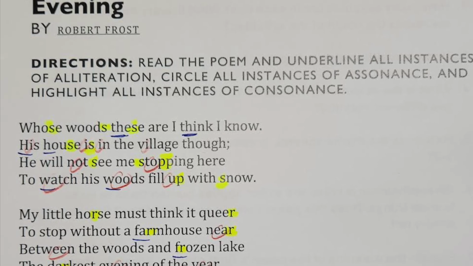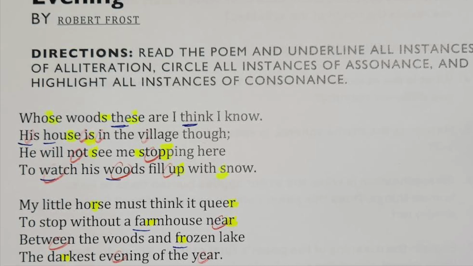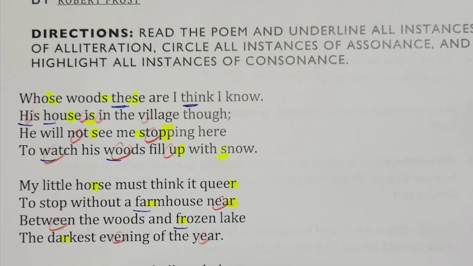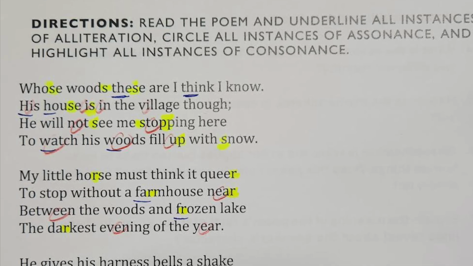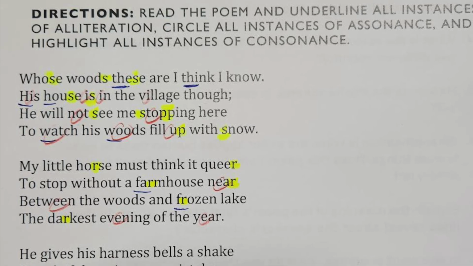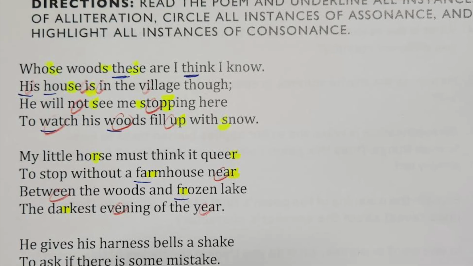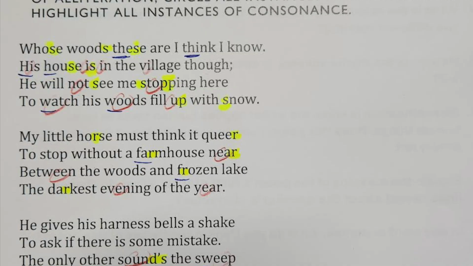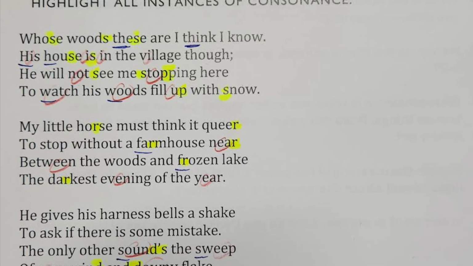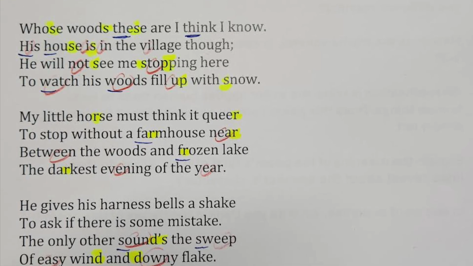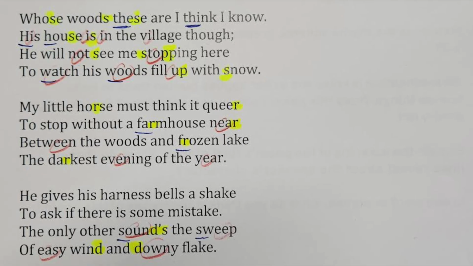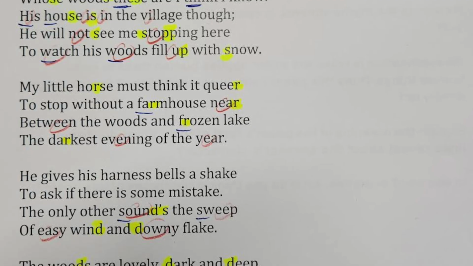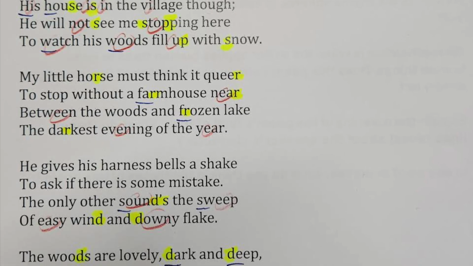So that R sound. You've also got the Q sound of queer, the K sound of darkest, the T sound of little. T also in little, must, think, it, right? So those are harsher sounds. They're K and T. And so that reflects that the horse is asking what's the problem here, and then he's going to give his harness bells a shake, and that's the only loud sound in the scene here.